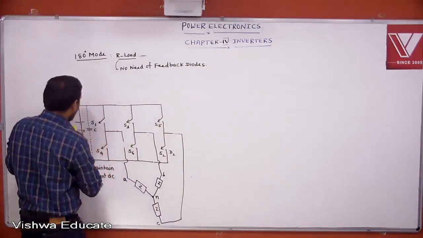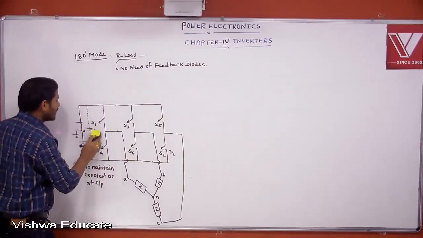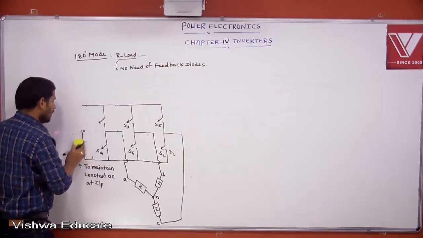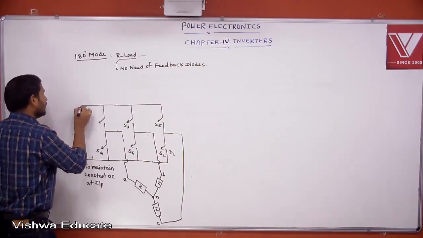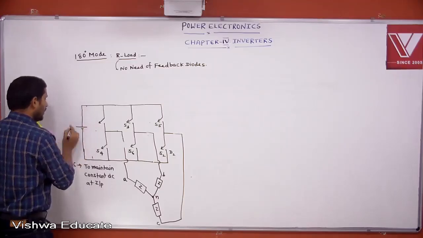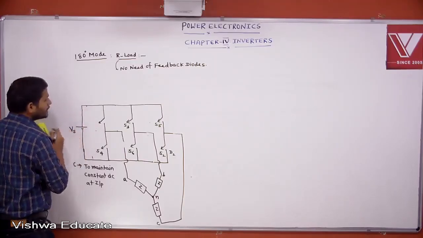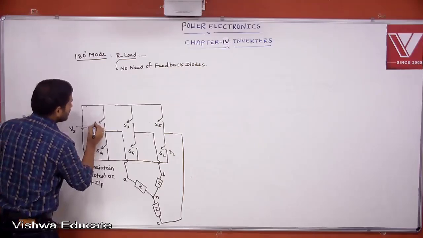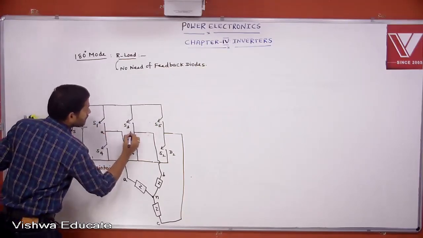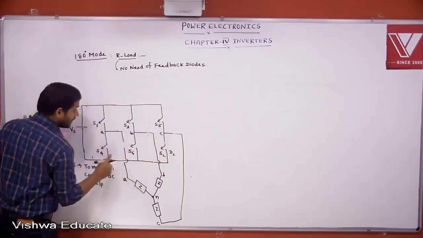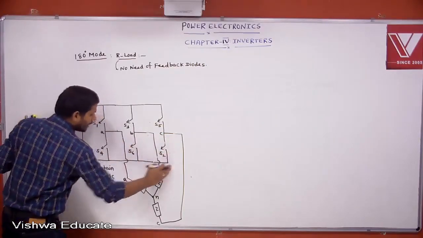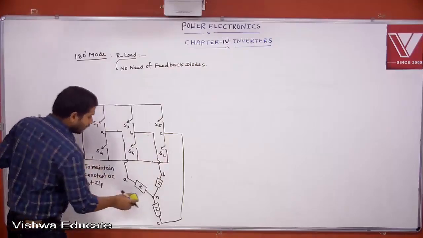Listen please. In this analysis, no need to consider all this capacitor arrangement. Let the supply voltage be Vs or VDC. This is S1, S3, S5. This is A phase, B phase, C phase, S4, S6, S2. Don't have any diode. Then replace the load by resistive load.